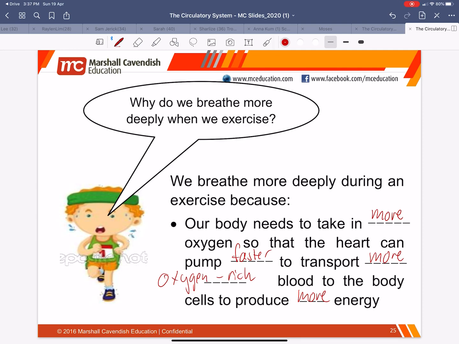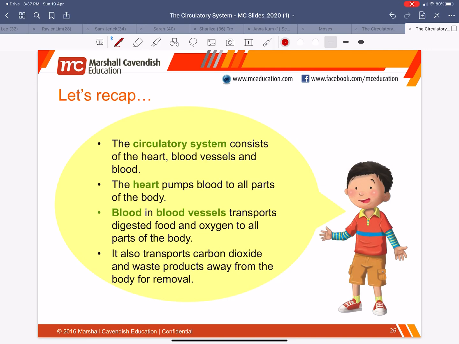Alright, so I've come to the end of my lesson. I'm just going to summarize using this slide. So basically, the circulatory system consists of the heart, blood vessels, and blood. Heart pumps blood to all parts of the body. Blood vessels transports digested food and oxygen to all parts of the body, actually every single cell. Reason, respiration. It also transports carbon dioxide, which is a waste product, and other waste product away from the body for removal.